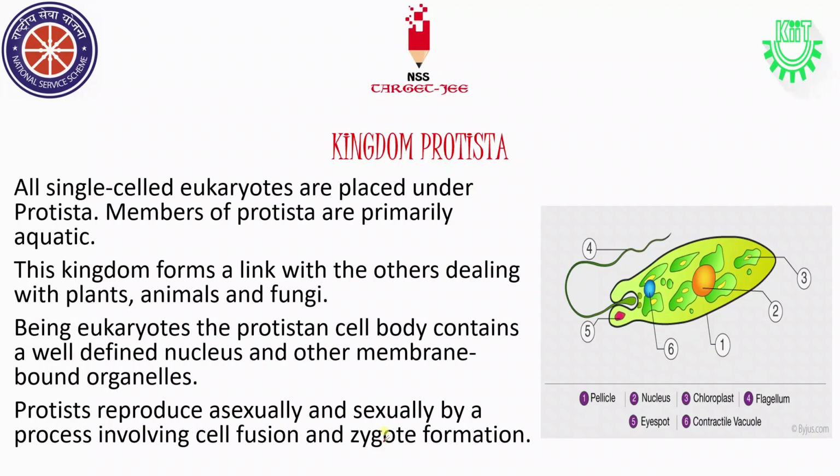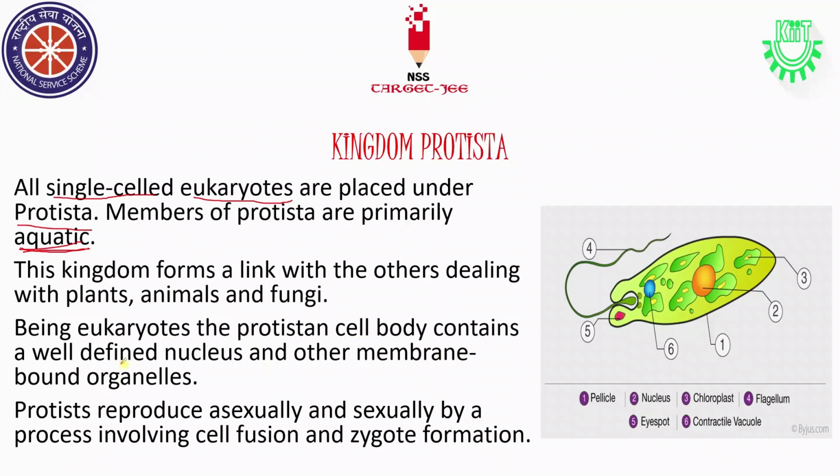Protista. All single-celled eukaryotes are placed under Protista. Members of Protista are primarily aquatic. Aquatic मतलब water में रहने वाले. This kingdom forms a link with others dealing with plants, animals, and fungi. Protista is a link between plants, animals, and fungi.